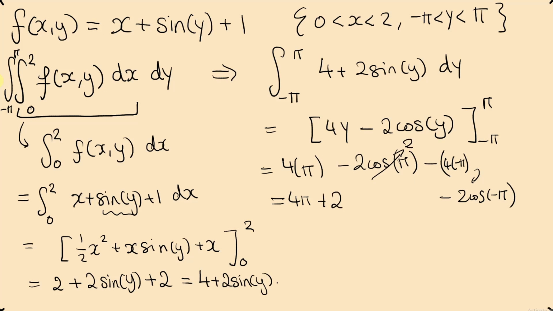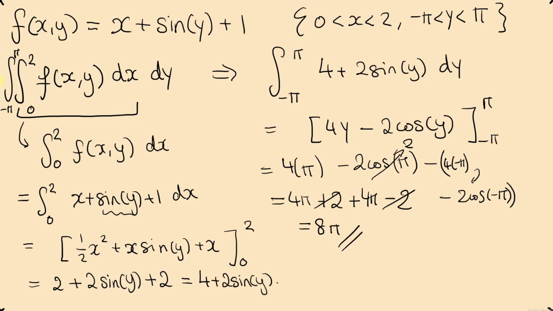That goes to 2. Minus 4 times minus pi, so that's just plus 4 pi. Minus, and 2 cos of minus pi is the same, so this is going to be 2 as well, so minus 2. That cancels, so we're just left with 8 pi, and that's our final answer.